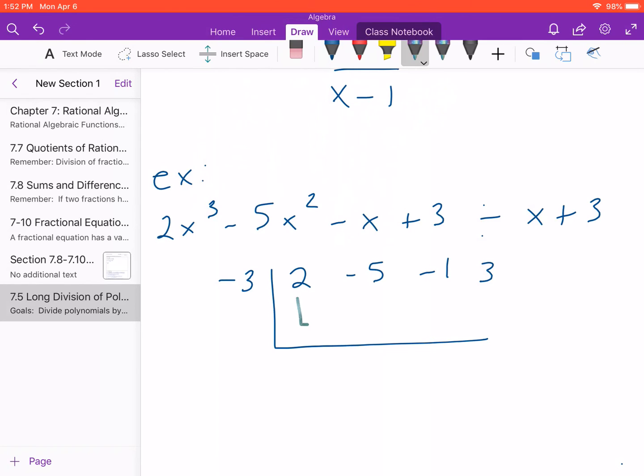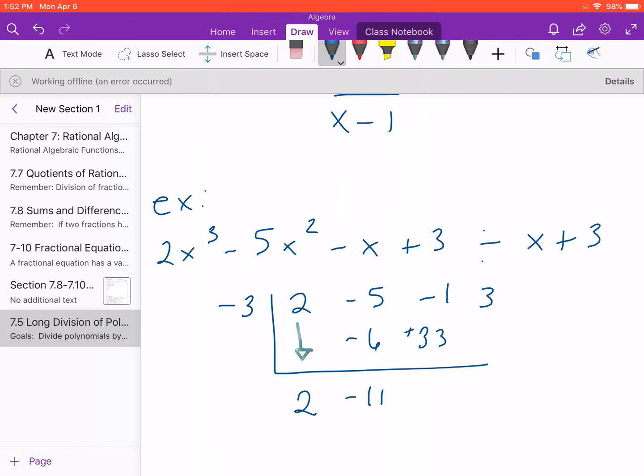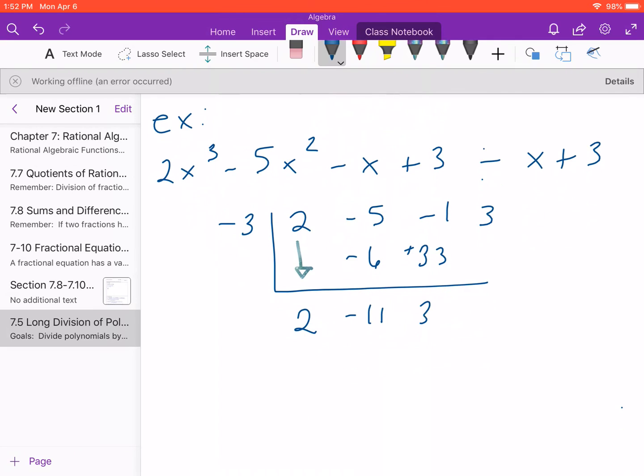We're going to go ahead and bring down the 2 right off the bat. So 2 times a negative 3, a negative 6. Negative 6 plus a negative 5, negative 11. Negative 11 times a negative 3 is a positive 33. Watch your sign there. When you add those together, it ends up being 32. 32 times a negative 3 is a negative 96. So then we're going to have a remainder of negative 93.